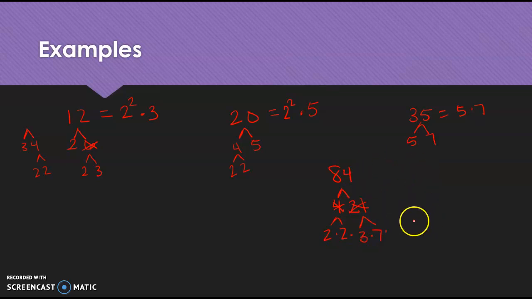Oops, I don't know why I'm putting a dot after the 7. And so when I do that prime factorization, instead of writing it as 2 times 2, I'm just making it 2 squared times 3 times 7. And there's my prime factors. And that's how we do prime factor trees. And that is it. There's nothing more to it.